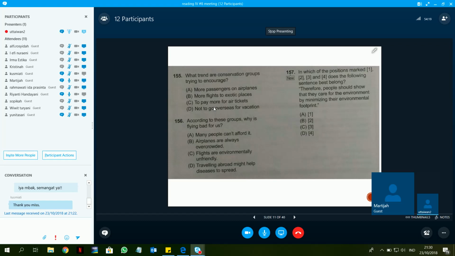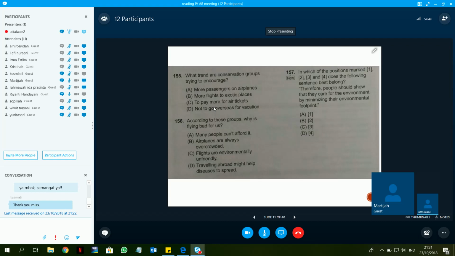Yang kedua, according to this group, why is flying bad for us? Coba dari paragraf pertama tadi sudah tahu jawabannya. Kira-kira kenapa? Karena flight are environmentally unfriendly. Jelas ya tadi sudah dari paragraf pertama. Iya, sudah mengganggu environment.